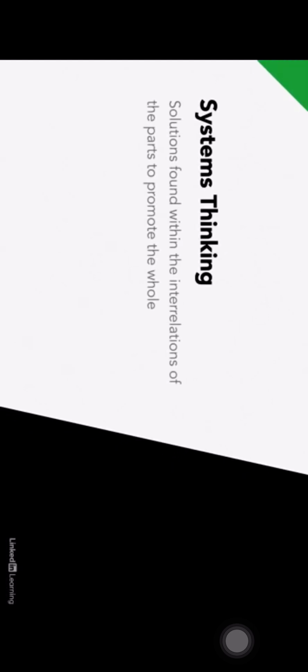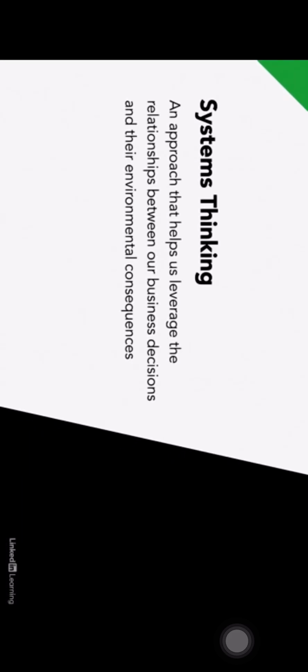Systems thinking is a holistic way of thinking where solutions are found within the interrelations of the parts that make the whole, rather than breaking down the whole into its parts and focusing on each part individually. What works in great harmony and abundance in nature or our bodies also works as a solution for individuals, businesses, and communities. Applying a systems thinking approach to sustainability helps us to better understand and leverage the cause and effect relationships between our business decisions and their social and environmental consequences.